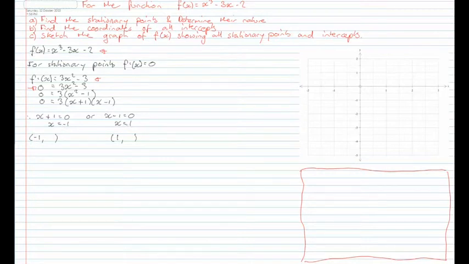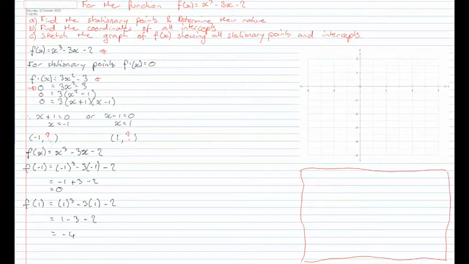What I still don't know is my y coordinate, which we're now going to go through and find. So I'll show you the working out for that. What we need to do is substitute our x coordinates into the original function, which is f of x. I've now substituted our x coordinates of the turning points, that is x equals negative 1 and x equals 1, into the function to find the y coordinates.